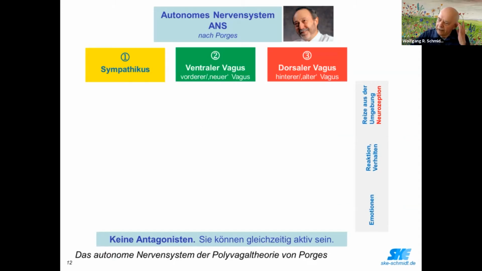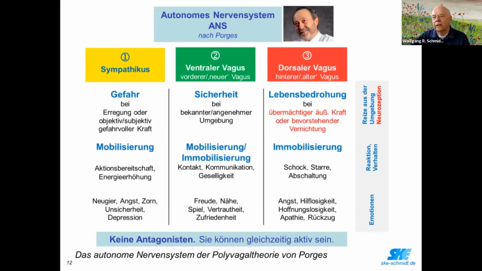So the autonomic nervous system, as defined by Stephen Porges, consists of the sympathetic nerve, the ventral vagus nerve, the green in the middle, and the dorsal vagus, the red on the right. And they are not antagonists, they can be active at the same time. So the sympathetic: danger, arousal, mobilization, readiness to action, increased energy, curiosity, fear. The sympathetic nerve is needed simply if we want to get out of bed or get up from our sofa.